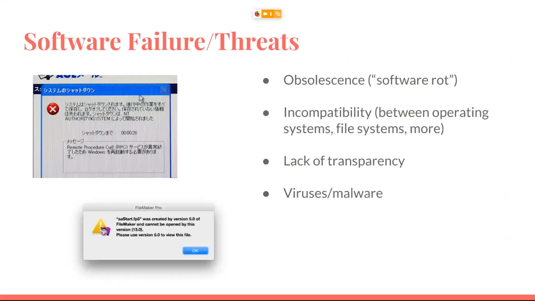Software failures. This is where my current job really comes into play. This concept of obsolescence, or software rot, as I like to call it, is the idea of makers of software, as they create new versions, eventually no longer supporting certain features, no longer supporting certain file formats that previous versions of even the same software did. So we can see this even in, say, FileMaker Pro databases, where after a certain number of version upgrades, they no longer can open files that were created with an older version of the software.